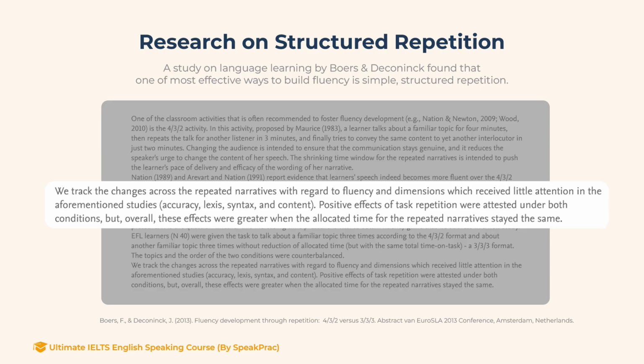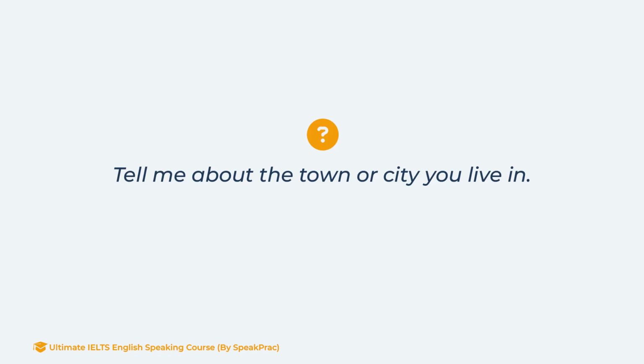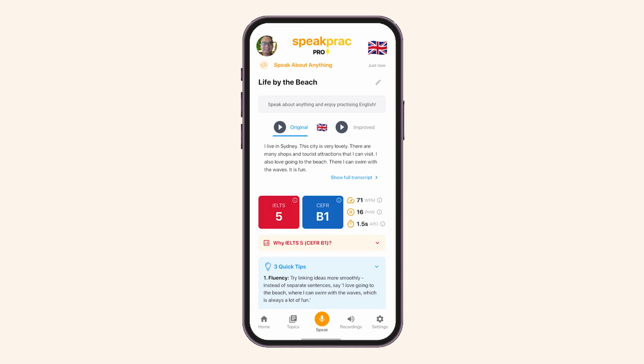So let's do that. We are going to answer the exact same question again. Tell me about the town or city you live in. We'll use the SpeakPrac app once more, but before you start, look at your fluency metrics from the first attempt. You can see that on your results screen, or you can go to the recording screen and you'll see a list of all your recordings, including your most recent one.